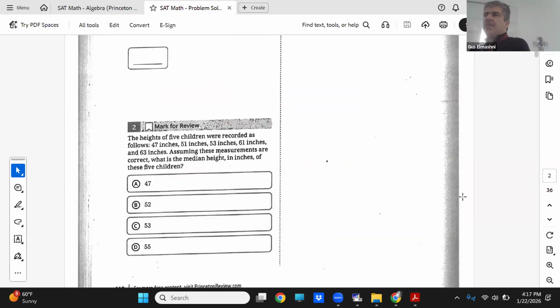For number two, what's your median? So for number two, it should be C. It was already in order for you. By the way, we have 5 numbers, so I want the third number. If it's 4 numbers, give me the average of the middle 2. If I didn't have the 63, then my median would have been 52, right? Because I'd have to average 51 and 53.